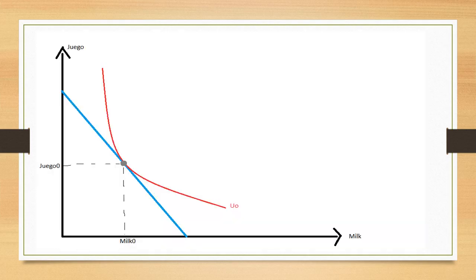So this is graphically the representation of his consumption. His optimum consumption is where his indifference curve of milk and juego crosses the time constraint, represented by the blue line here. It's the point 0, let's say.